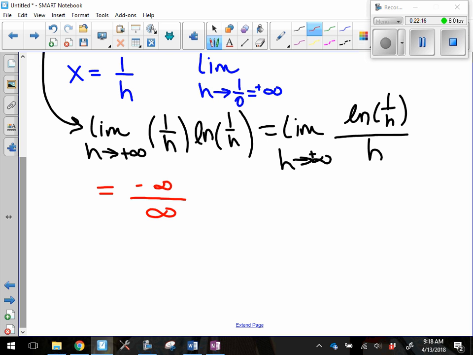Is it the right indeterminate form? Why not? It's infinity over infinity. I can apply L'Hopital's rule now, right? I have a numerator and a denominator, and I got infinity over infinity, or 0 over 0. So we'll use L'Hopital's rule. So I've still got the limit as h goes to positive infinity.